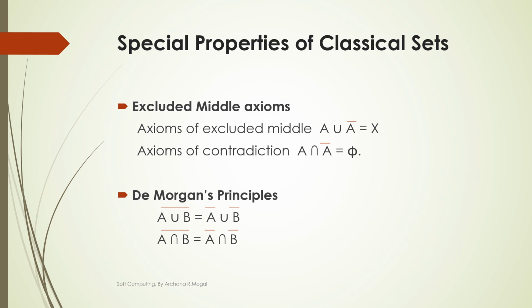Then De Morgan's principle states that not (A union B) is equal to not A intersection not B, and not (A intersection B) is equal to not A union not B.